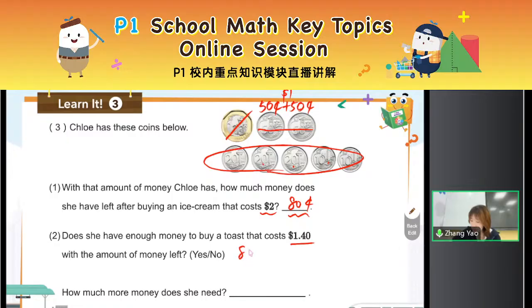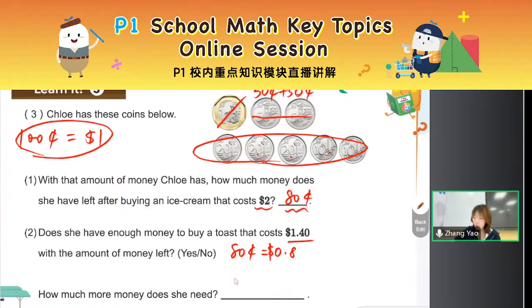So 80 cents is how many dollars? $0.8, right? So remember, 100 cents is $1, right? So remember this one over there. And is $1.4 more or is $0.8 more? Of course, 1.4, right? So no, it's not enough, right? Because we only have 0.8.